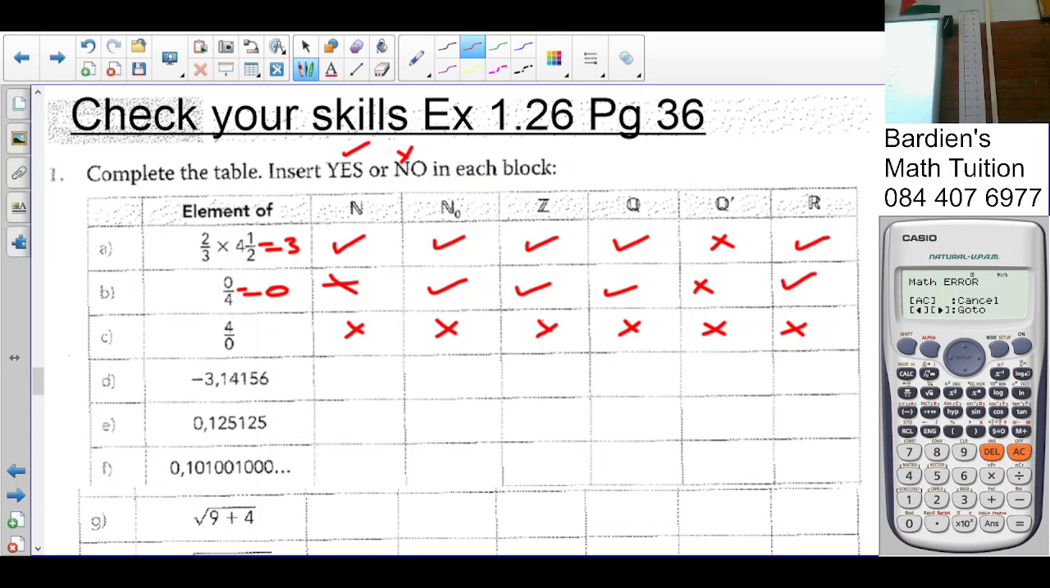Negative 3.1565. Does that number stop? Yes. Why does it carry on there? Does it show dots there? No, the number stops. So this is what we call a terminating decimal number, which is also a rational number. Okay. 0.125, the number stops. Not so? Again, an example of a terminating decimal number.